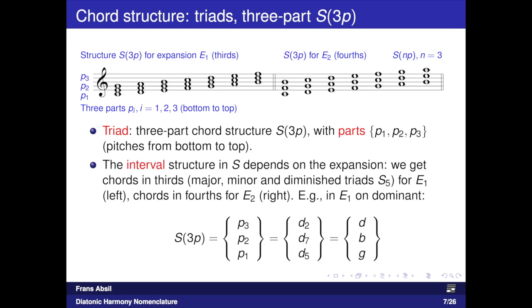Again, we can generalize this principle and construct triads in a different expansion. This is shown on the right, where we use expansion E2, the scale written in ascending fourths. Again, we build the triads from collecting 3 adjacent pitches in the scale written in this expansion. And the result is a set of 3-part chords in fourths.